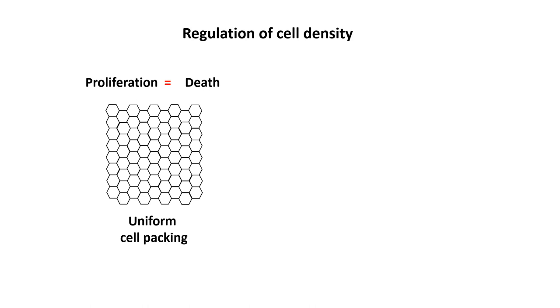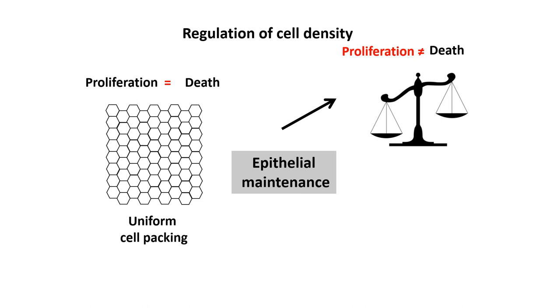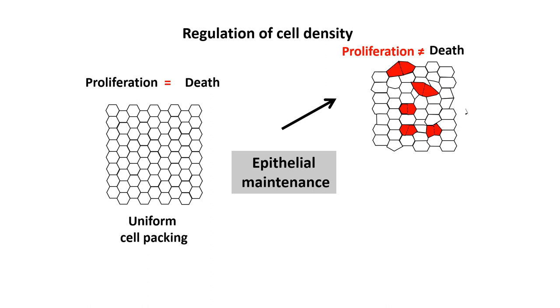But the epithelia need to repair itself because there are injuries. There are cells that died because they get old. So you need to repair those things. How do you do it? You create more proliferation. So when you start proliferating, when the cells start to divide, what is going to happen?